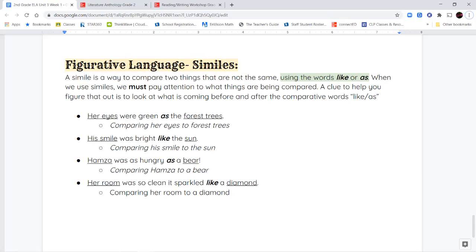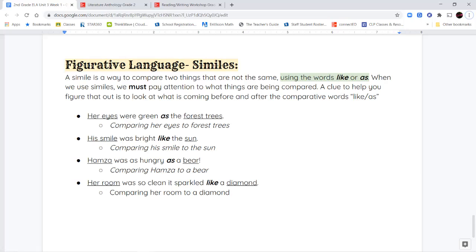Now take a look at those comparative words, and usually to figure out what the two things you're comparing, you're going to look at what was talked about before the word like or as and what was mentioned after the word like or as. So that's a very important thing that you need to pay attention to, that you're going to be asked to be able to figure out when you're doing your work.